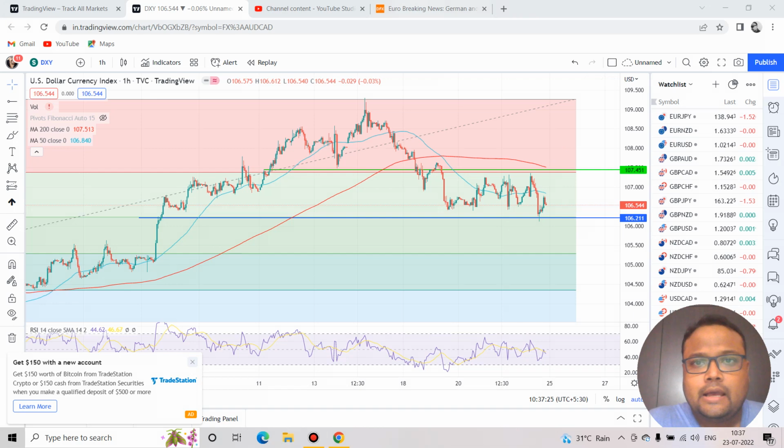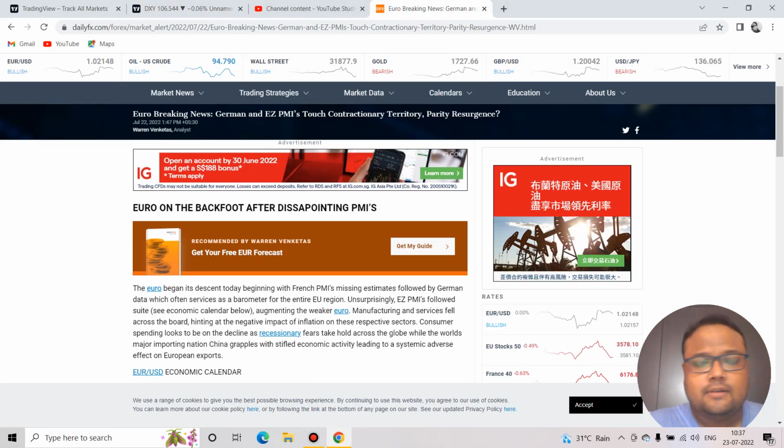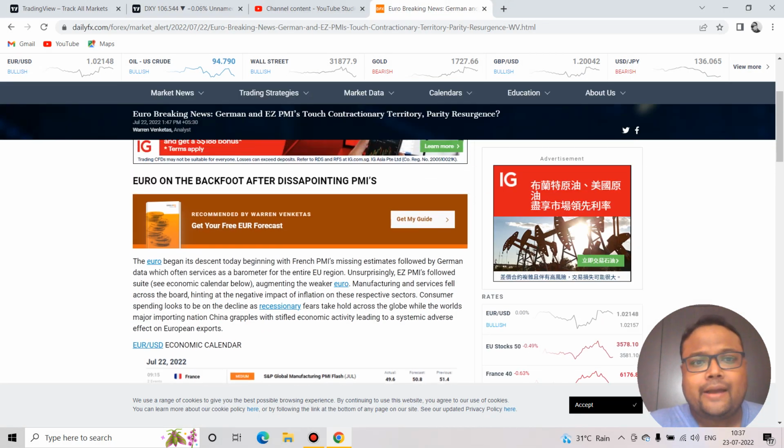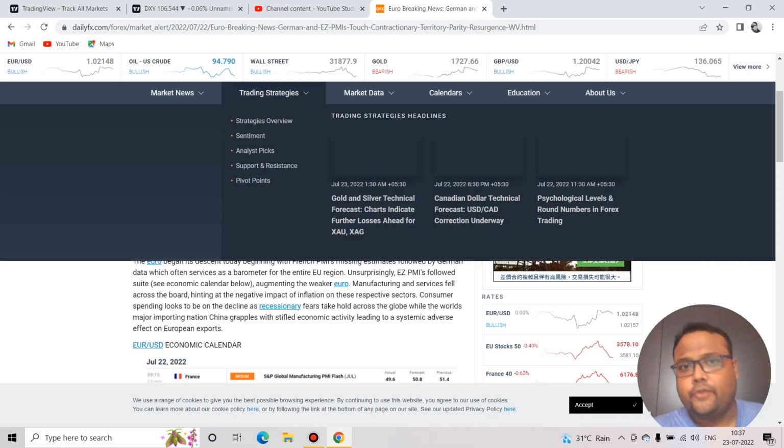Okay, and my dear friends, Euro on the back foot after disappointing PMI. Experts around the world are of the opinion that we may see the 1.0000 level on the chart of Euro USD again. So yes, there may be some pressure on Euro USD in the coming week. So let's try to understand the important levels on the chart of Euro USD and where we can trade.